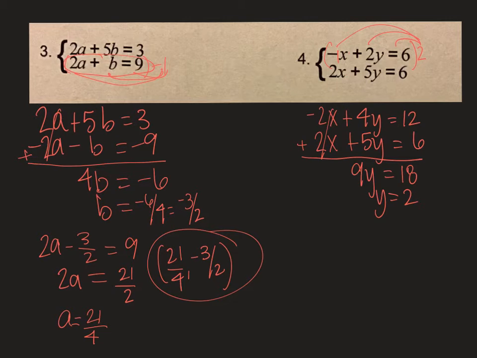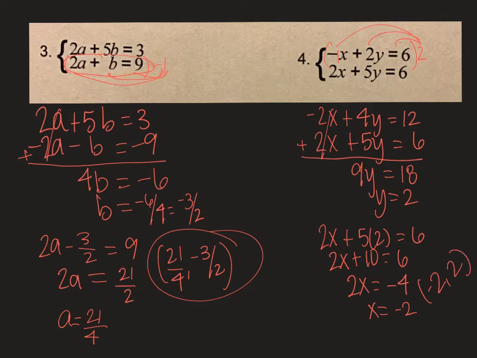So we're just going to go back through and plug that into one of our equations. It does not matter which one. We'll just change it up a little bit and go with the second one this time. So 2x plus 5 times 2 equals 6. 5 times 2 is 10. I'm going to subtract my 10 on both sides and divide by 2, which is going to give me -2 for x. And as always, we're just writing that final answer as an ordered pair.